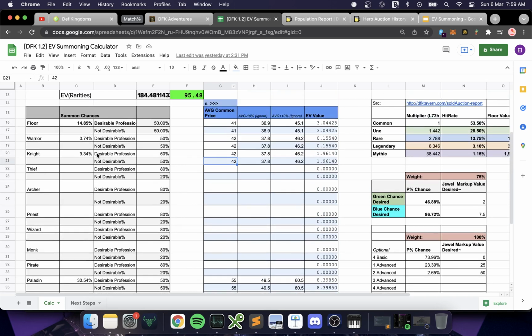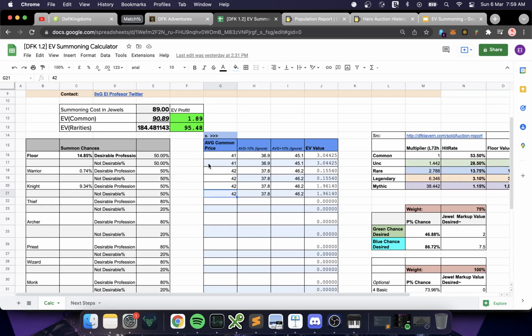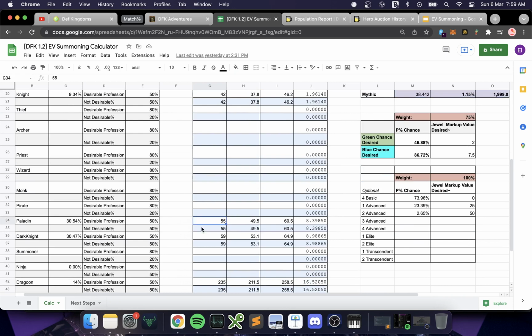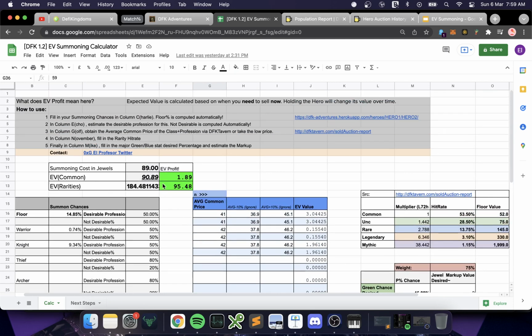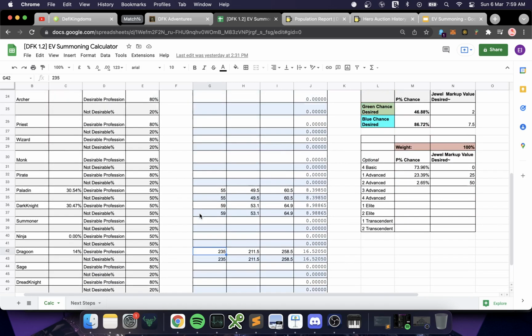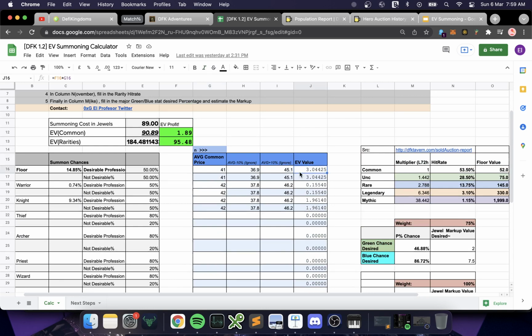But you have to do this actually, because that's the most important one, because as you can see here, the Warrior Knight gives me 42 jewel price and floor 41, but then Paladin 55 and 59, and you're like, oh, actually I have to spend 89 to summon it. It's actually not worth it, right? And then Dragoon is 235, and then what it does is kind of multiply F16 with G16. So basically your chances here with the chances here. So in the end you get your EV value, and that gets summed up in here.